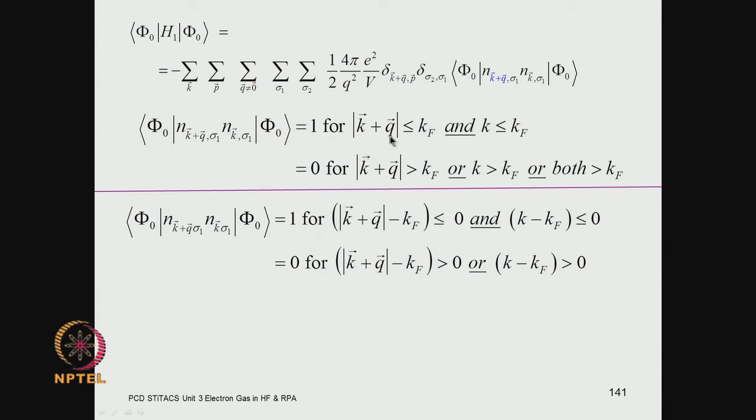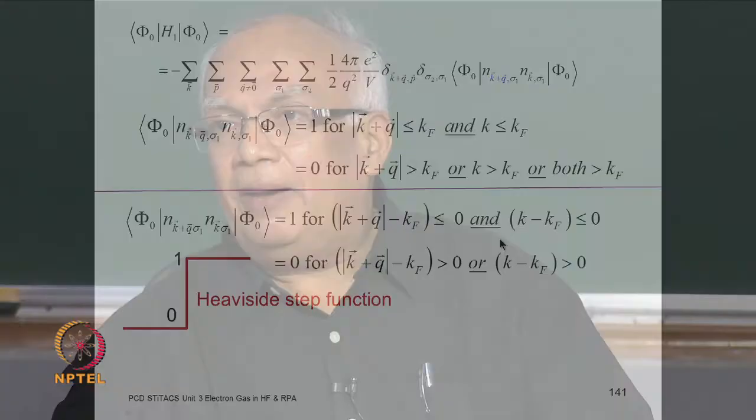So, k plus q must be less than or equal to kf, or if you subtract k from both sides of this inequality, k plus q minus kf should be less than or equal to 0, and this condition becomes k minus kf less than or equal to 0. So, it is the same condition written differently, and this is the Heaviside step function which is popping up.